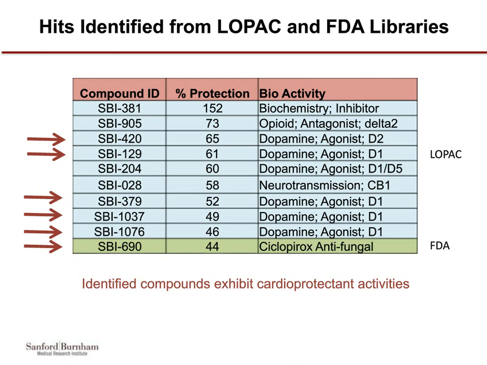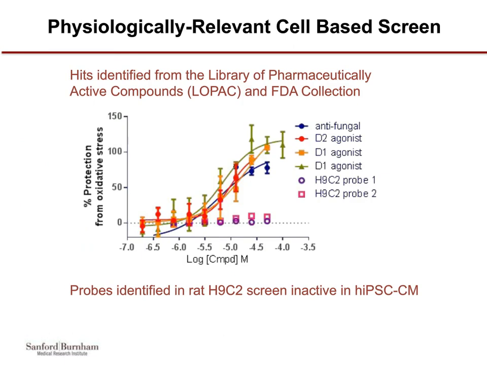We followed up with dose response curves. This is a 1536-well suspension assay. We get the same results if we do 384-well adherent. And so we showed dose response activity for the dopamine agonist and the antifungal cycloprox compound we found in the FDA collection. And most of those showed at least 50 to 100% protection from the oxidative stress.